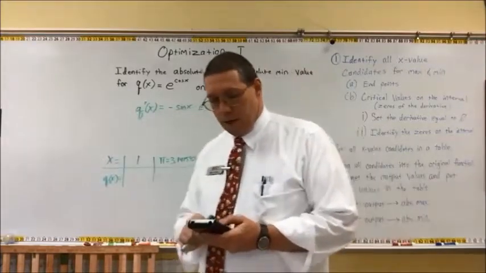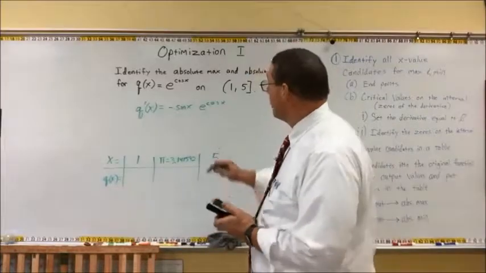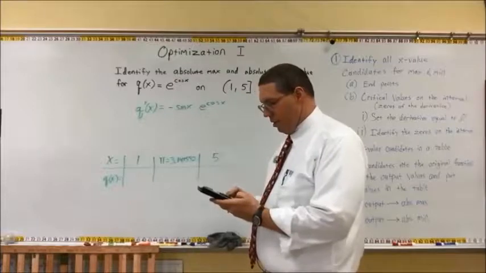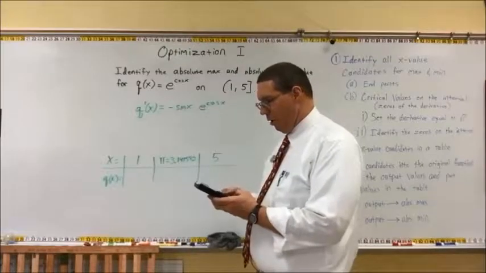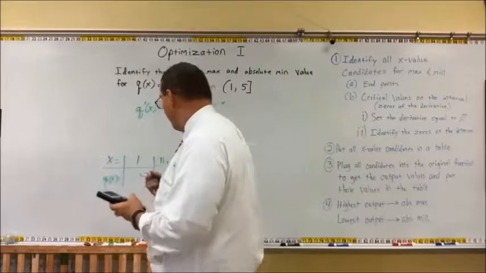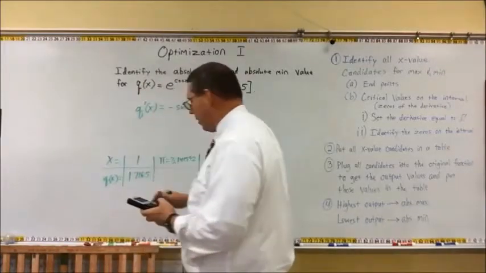So let's go back to the main screen and I'm going to do it that way. I'm just going to key in e to the power of cosine of 1. So e to the power of cosine of 1. And I get 1.7165. Now I'm going to key in pi.